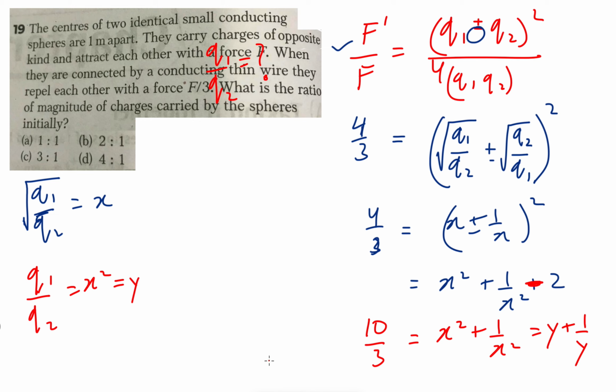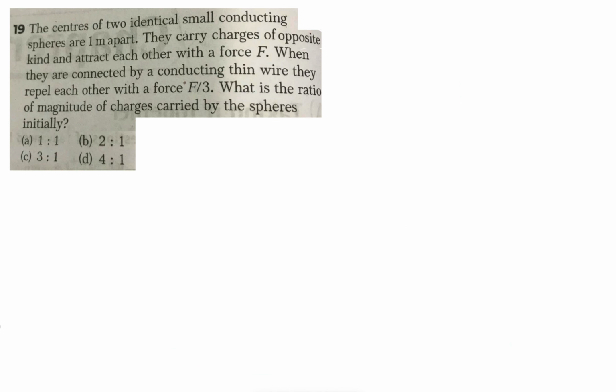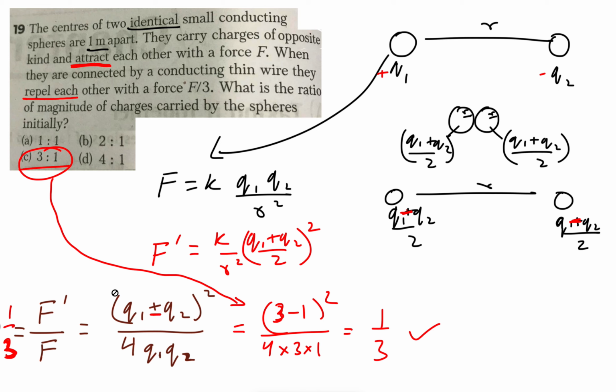So if you want to solve, it will land up in a quadratic equation, right? And that quadratic equation will be 3y square plus 3 minus 10y is equal to 0. So this is the math you'll have to do, these many steps. So it was preferred that you do nothing and straight away plug in the value in the initial formula itself, q1 minus q2. The only catch was if it is attractive, the charges will be negative of each other. So q1 minus q2, 1 minus 3 or 3 minus 1, either way.